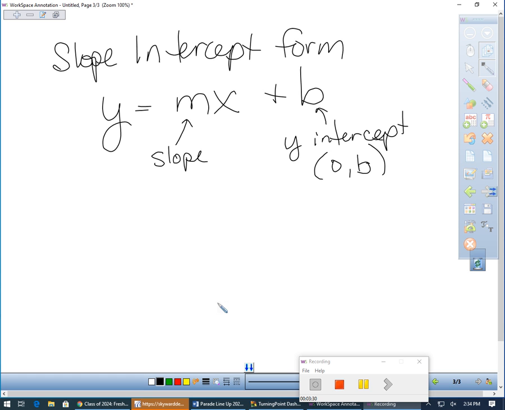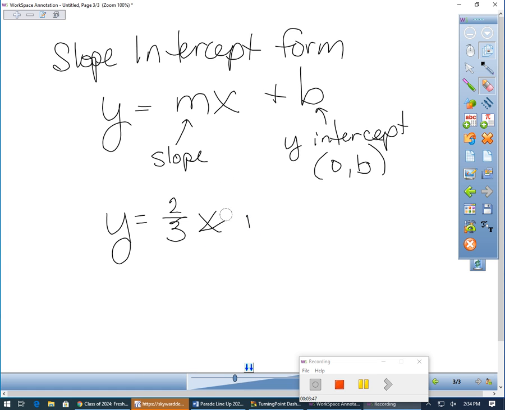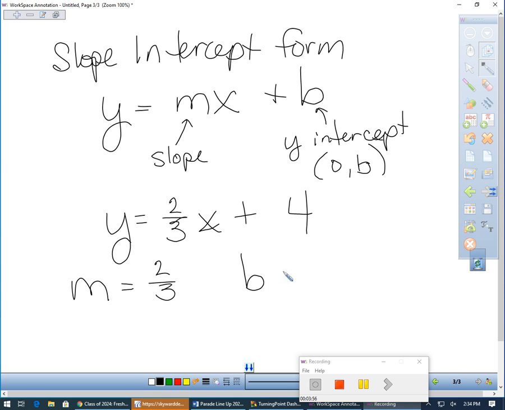Right? Okay. So let's say I have the equation y equals 2/3 x plus, how about plus 4? Alright. What is our slope? Good. And what is our y-intercept? Good. (0, 4). Very good. Okay. It needs to be written as a point.